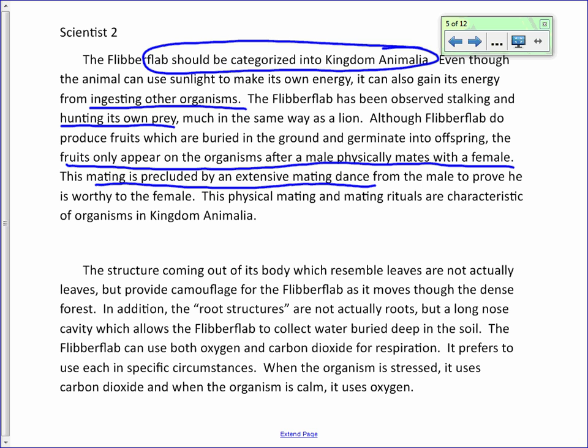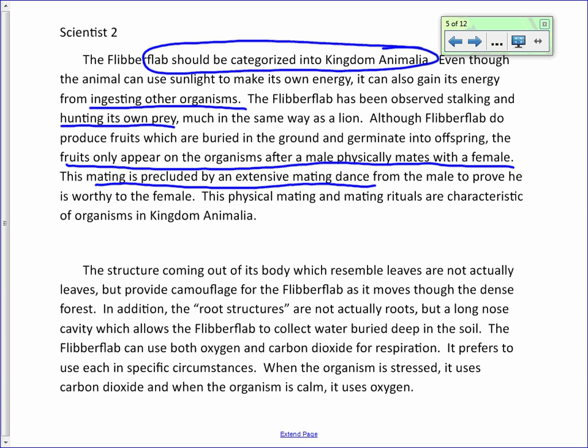So here's the thing. Scientist 2 is playing a little bit on the defensive here, trying to say, well, okay, there are fruits that get buried in the ground, which is kind of a plant thing, but it only happens after a male physically mates with a female, which is definitely an animal thing. So this is the kind of interesting play that these scientists are going to try to do: one's going to give evidence, and sometimes the other one, the best thing they can do is try to defend that evidence and say why it's not meaningful.